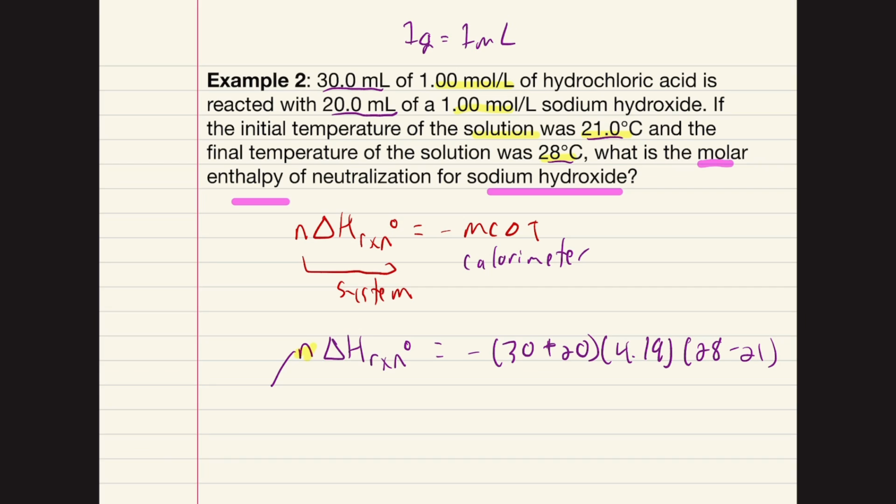Now, for the moles here, since what we want is the molar enthalpy of neutralization for sodium hydroxide, then we can find this moles, given that we have a concentration and a volume, we can use C equals N over V in order to isolate for the moles. And this would be for the sodium hydroxide.